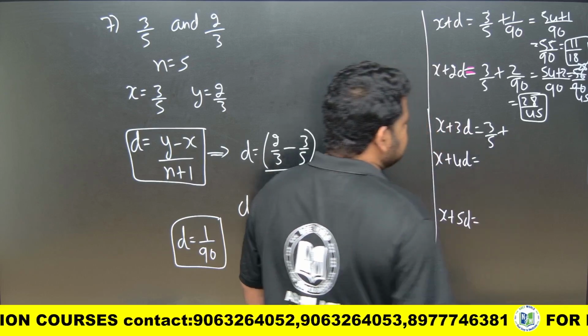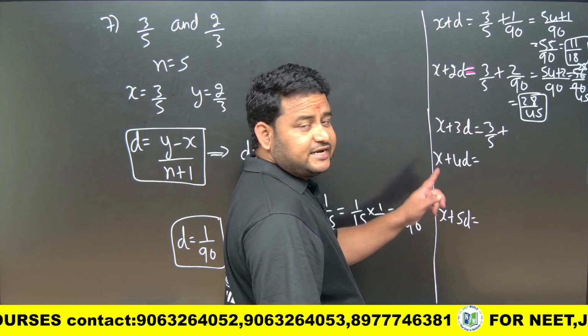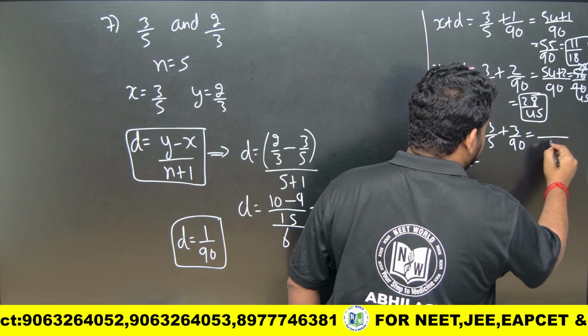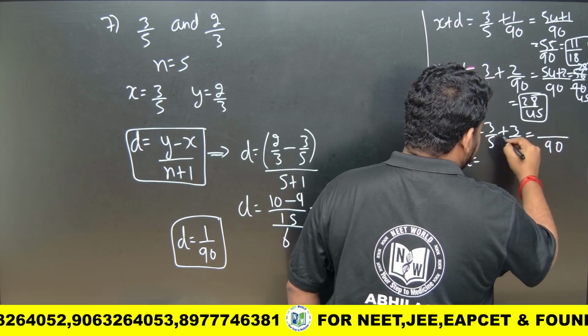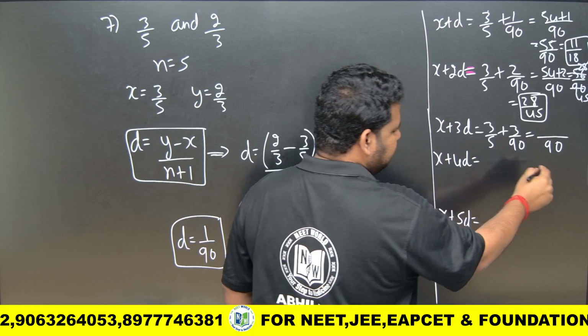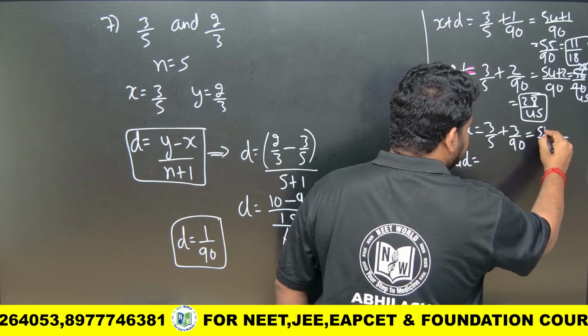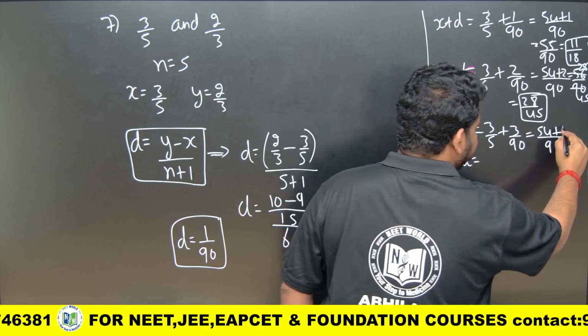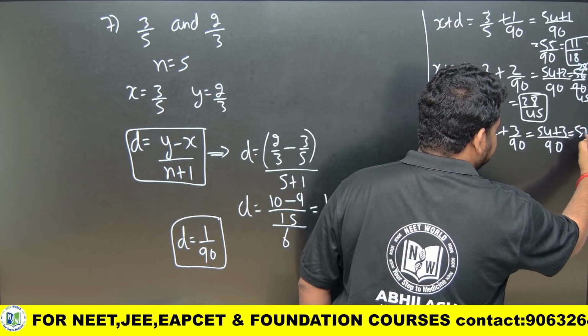Plus d is what? d is 1 by 90, but it is 3d, so I should write it as 3 by 90. Now, LCM will be what? LCM will be 90. So 18 3s are 54. 54 plus 3 is 57. So I will get 57 by 90.